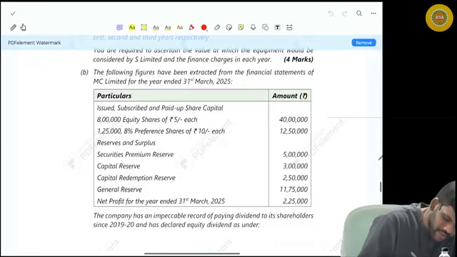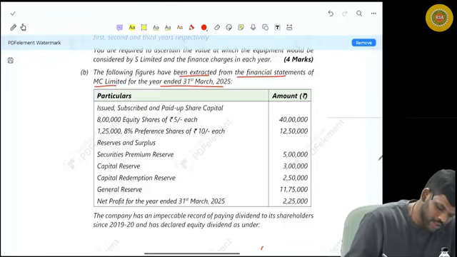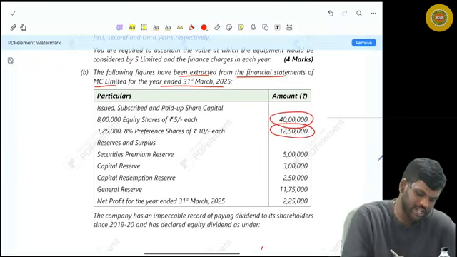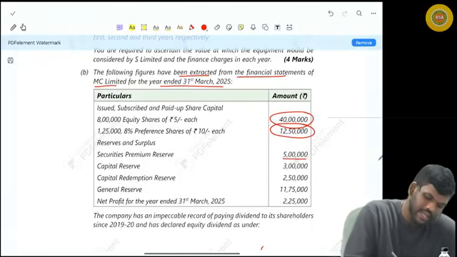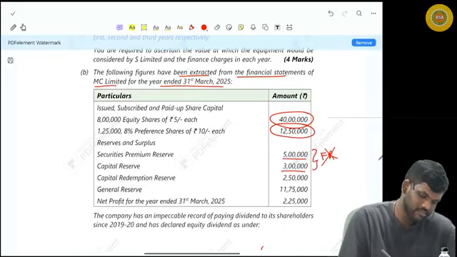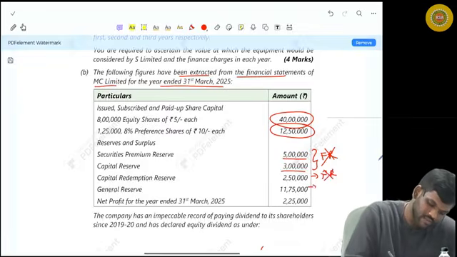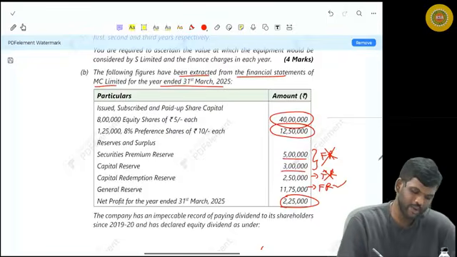The following figures have been extracted from the financial statements of MC Limited for the year ended 31st March 2025. Issued, subscribed and paid up capital: they have 40 lakhs of equity share capital and 12,50,000 of preference share capital. And under reserves and surplus, they have securities premium reserve, capital reserve. Remember, these two are not free reserves. Capital redemption reserve, sorry, this is also not a free reserve. General reserve, this is a free reserve. And then current year profit is 2,25,000.